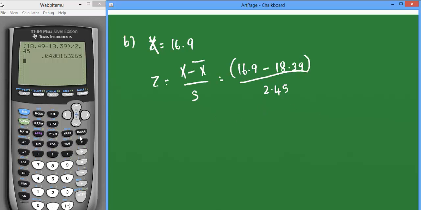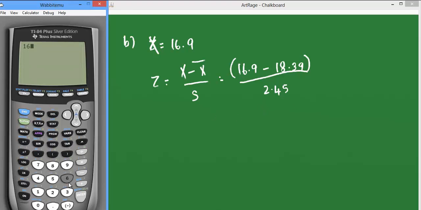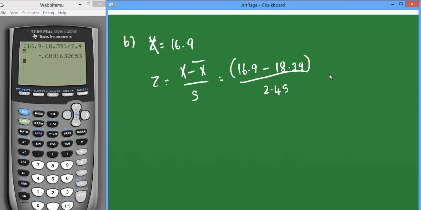So we do the same process again and would find that 16.9 minus 18.39 divided by 2.45 is negative 0.6081816, you can round it and write it as negative 0.6082. So that is the z-score corresponding to the observation 16.9.